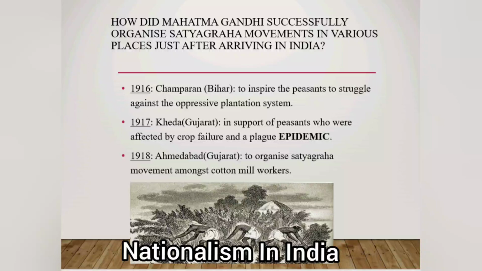Let's now come back to Satyagraha. In 1918, Mahatma Gandhi went to Ahmedabad to organize Satyagraha movement amongst cotton mill workers. The workers were protesting for better wages. The British had to increase the wages with reforms in working conditions.